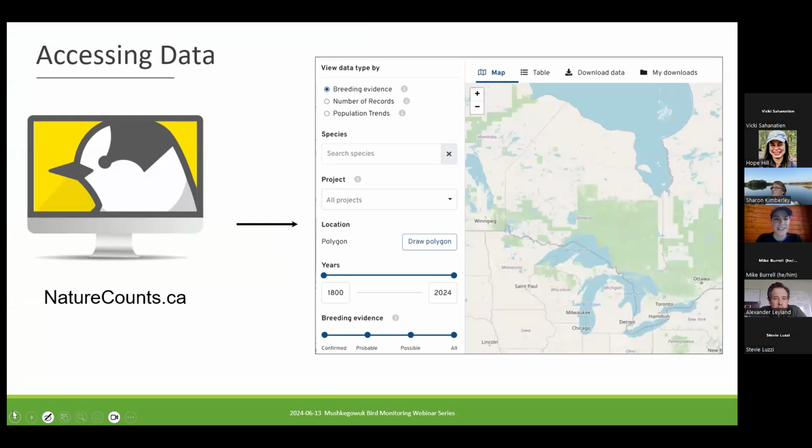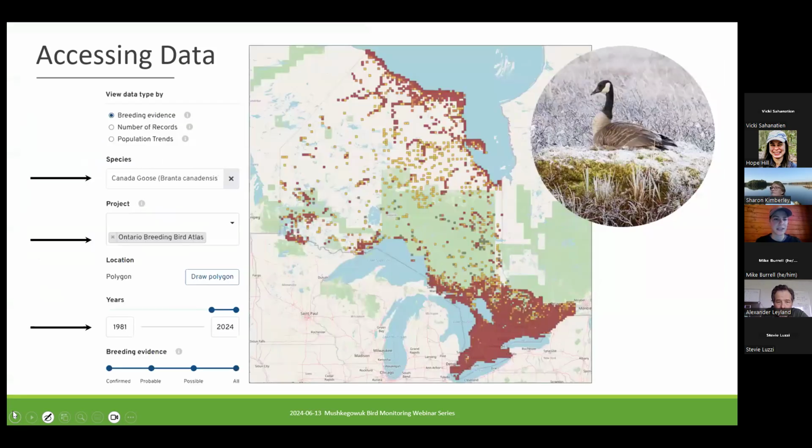All right, so to access the data, you're going to want to go to the NatureCounts website. NatureCounts is where we store and manage all of our Atlas data, but there's also other databases in there as well. Thanks so much, Graham. Graham's just put the link in the chat to get to NatureCounts. So this is what you'll see when you log into that page. On the next slide, I'll point out the different things. So let's take a look.